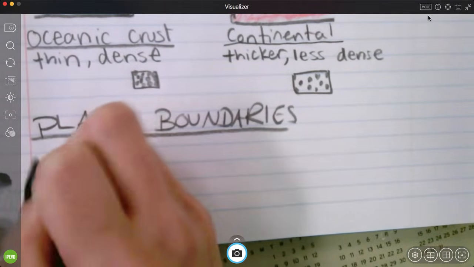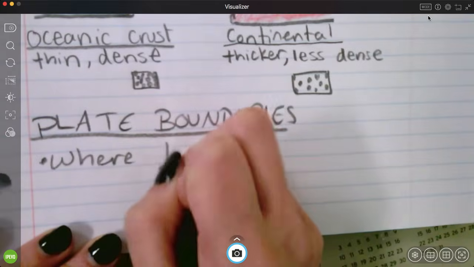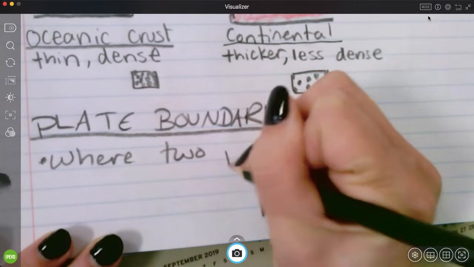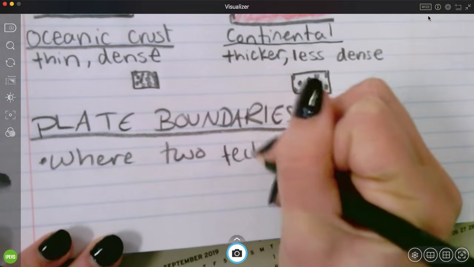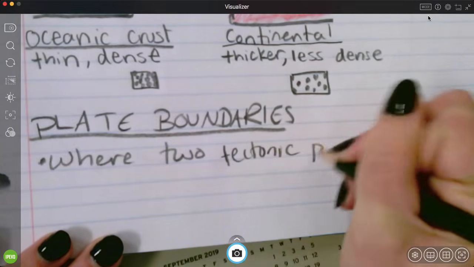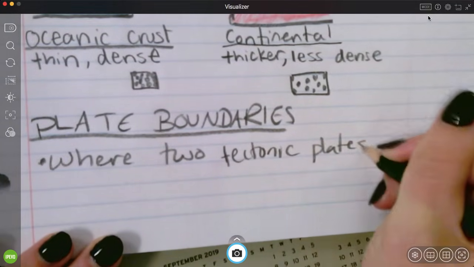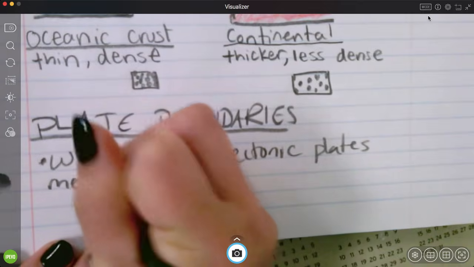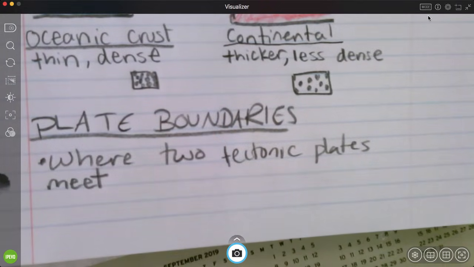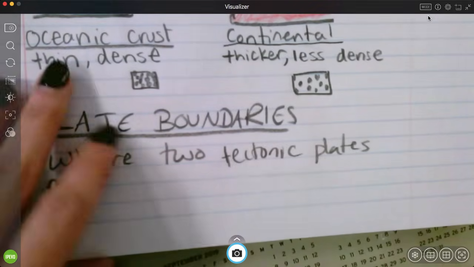A plate boundary is where two tectonic plates meet, okay? And depending on how they're moving is going to change what landform occurs there. So we have three main categories that we're going to look at.